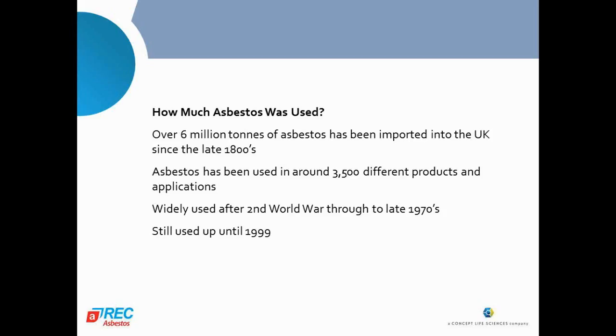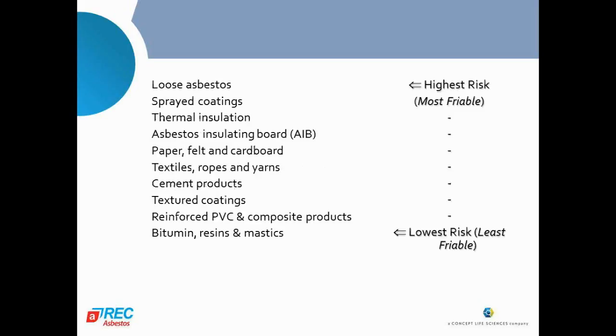The scale of the asbestos legacy in the UK can be measured in tonnes. It is estimated that we have imported between 6 and 8 million tonnes of asbestos. This could be used to make around 50 million tonnes of asbestos cement. There are around 3,500 different products and some surprising ones there too. This list shows some of the groupings of common asbestos materials.